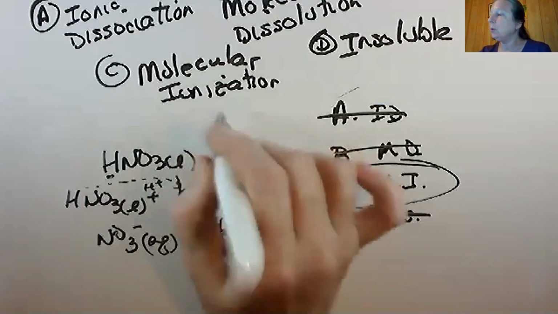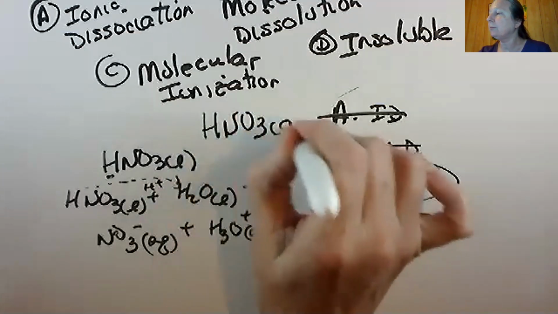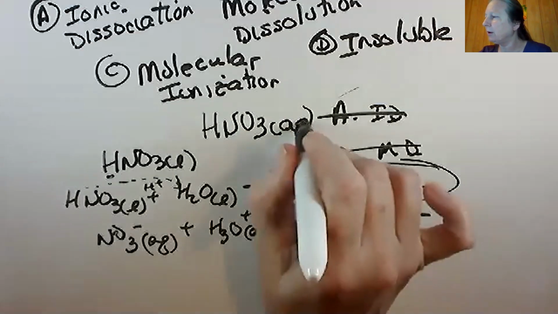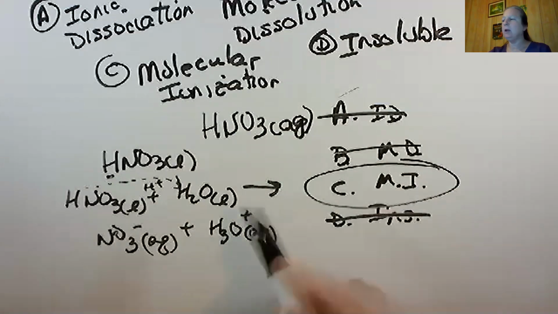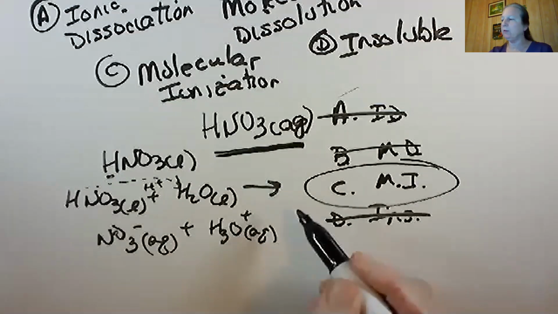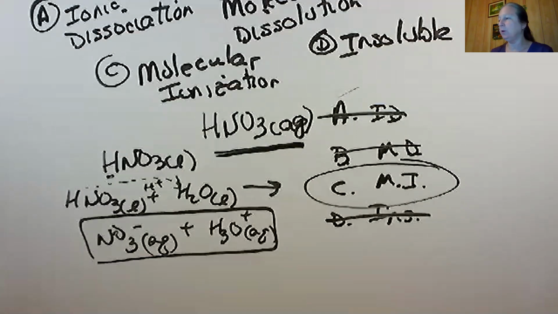When you see it written as this, aqueous, sorry, my writing's not great. That's an aqueous. That is why we write nitric acid, and what it really means is it's nitrate ions and hydronium ions. But we write it like that. Okay, what's the next one?